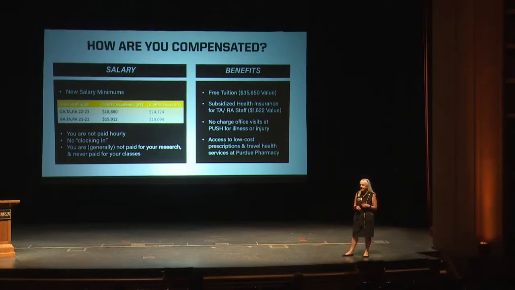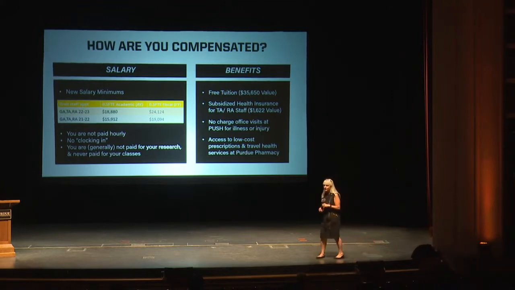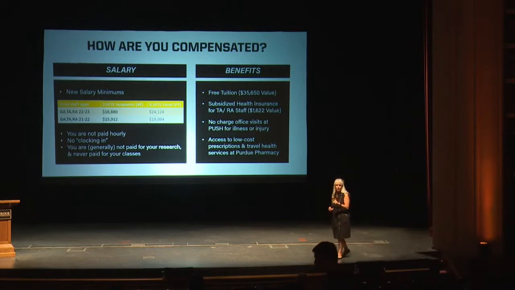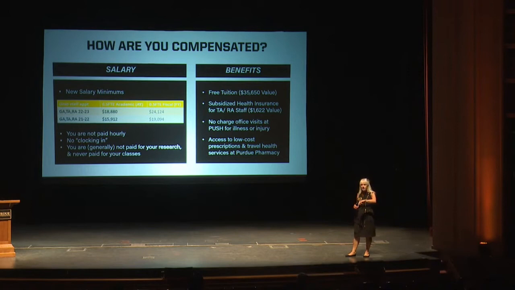We did a couple of years of task forcing, a lot of in-depth studies, a lot of peer comparison, et cetera. And we were able to get $11 million from the university to up stipends significantly. So as you can see the difference here, it went from $15,912 to $1,880 if you're on an academic year appointment. That means fall and spring. And it went up to $24,124 if you're a fiscal year employee, which means you're employed fall, spring, and summer. All right? So those are our stated minimums.